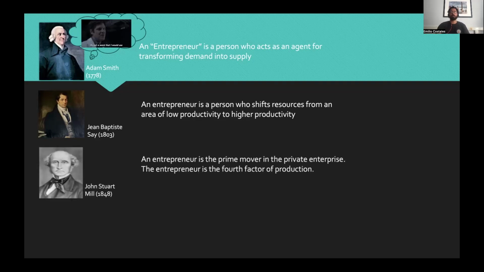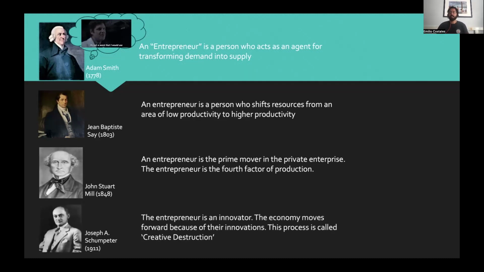Then in 1848, John Stuart Mill, who some argue was the most influential philosopher of the 19th century and the father of utilitarianism, suggested that entrepreneurs are the fourth factor of production. So, in addition to labor, land, and capital, we also have entrepreneurs, and they are therefore instrumental to keeping the economy moving.